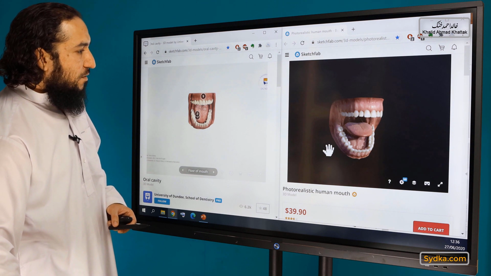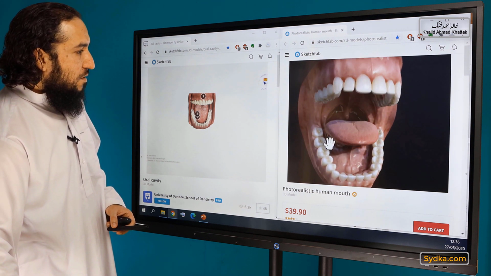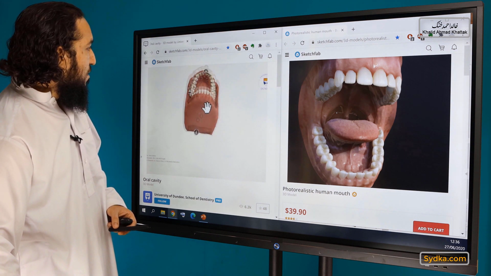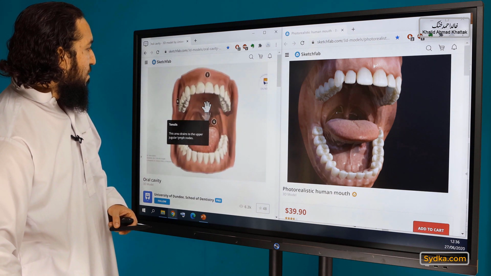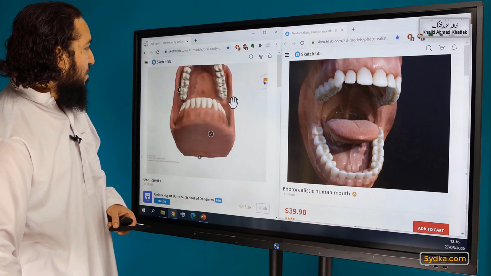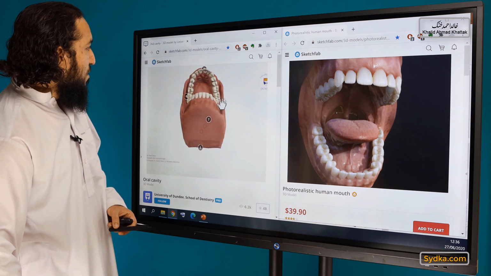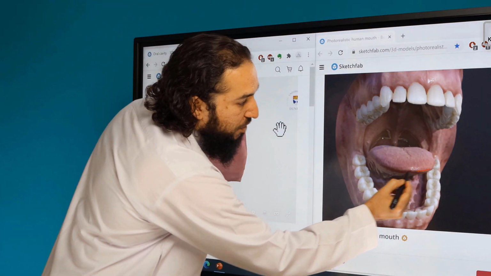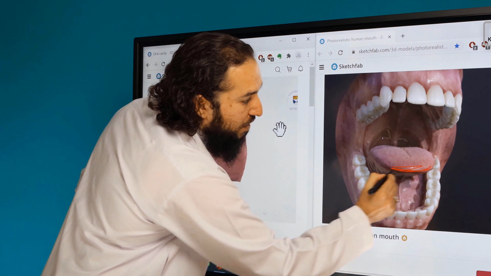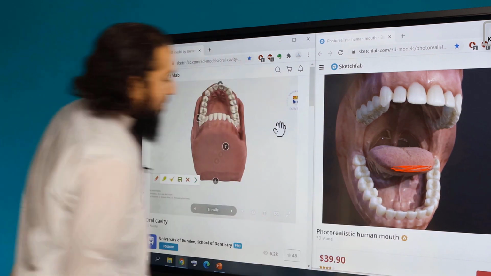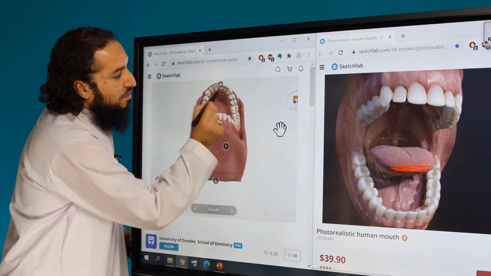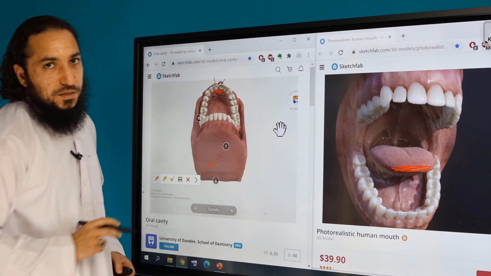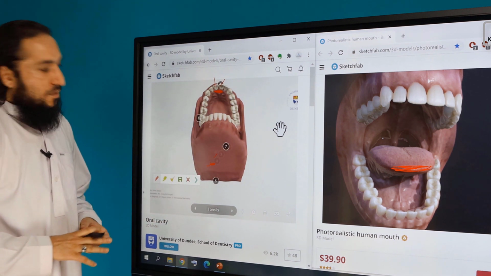Okay, so let's see. If you see here, this is the tip of the tongue, and we will be using the top side of the tip of the tongue, and we will be using the gum line of the top two incisors. So this is incisor 1, incisor 2, and these are the gum lines of the top two incisors.